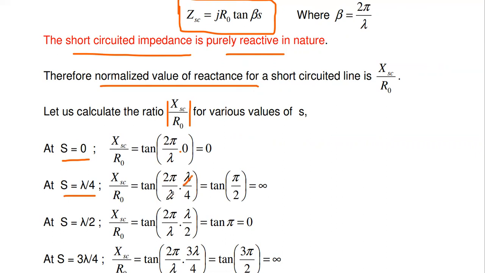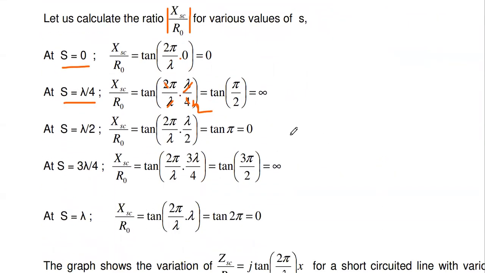So here lambda cancels, and this 2, this 4, if they are cancelling, we will get tan pi by 2. So the tan pi by 2 answer is infinity. Similarly, if the distance S is equal to lambda by 2, the answer we will get is 0. If the distance S is equal to 3 lambda by 4, we get the answer infinity. If the distance S is equal to lambda, we get the answer 0. So alternately, for each lambda by 4 difference, we will get 0, infinity, 0, infinity, 0, infinity.